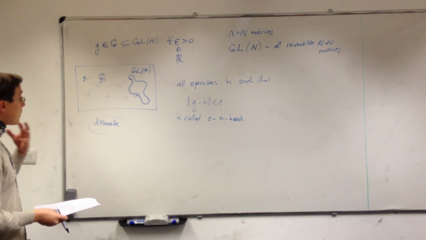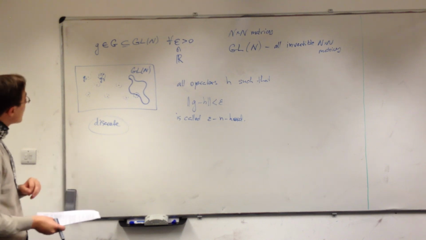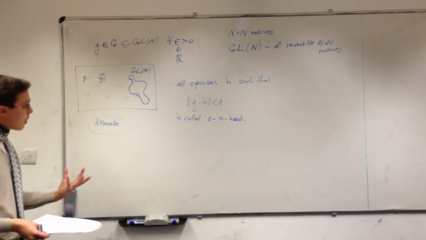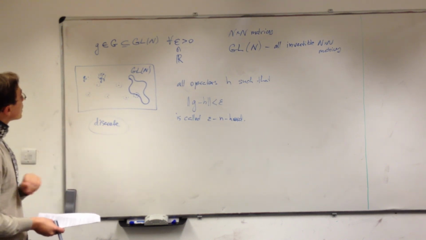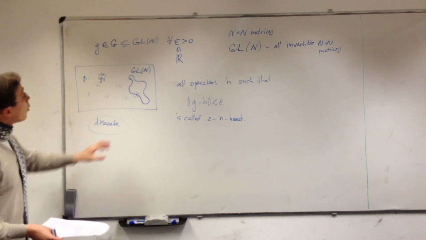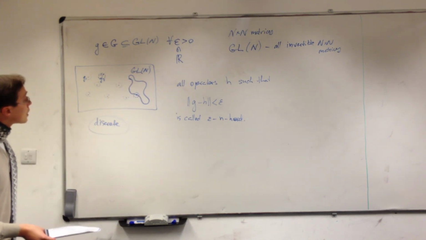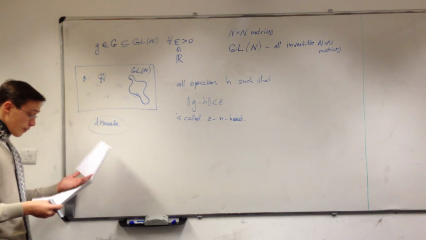So the groups can be finite, like the symmetry groups. They can be infinite countable, like the groups of crystallographic symmetries, for example, or they could be continuous groups, in which case they're called Lie groups.